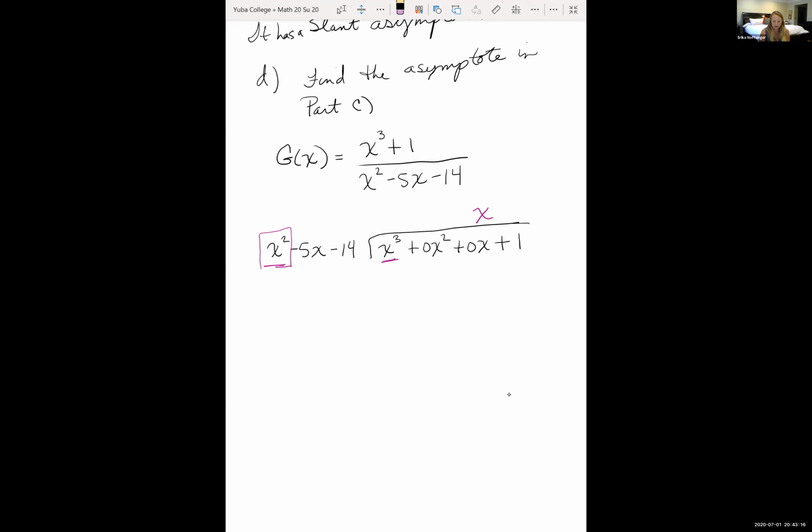So remember when you're doing it with just numbers, you multiplied the number you found by the divisor and put that underneath your number. So we're going to do the same thing, but we have to distribute what we've determined to each term. So x times x squared is x cubed. X times negative 5x is negative 5x squared. And x times negative 14, that's negative 14x.